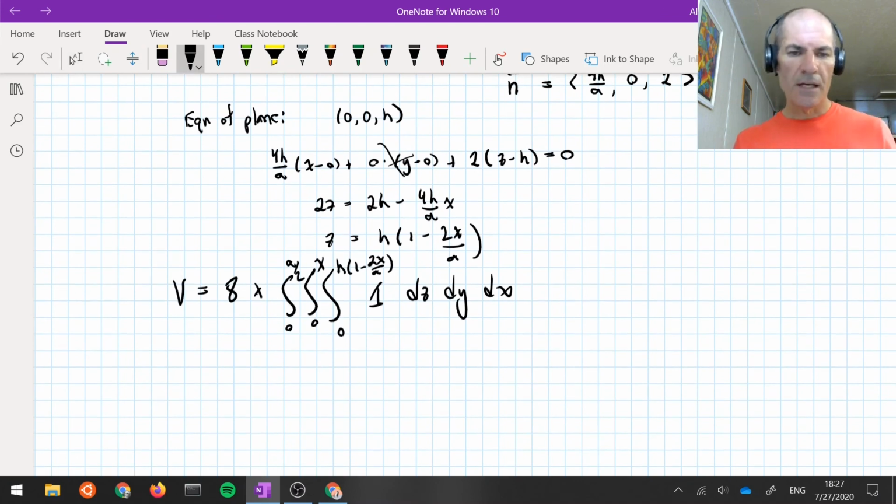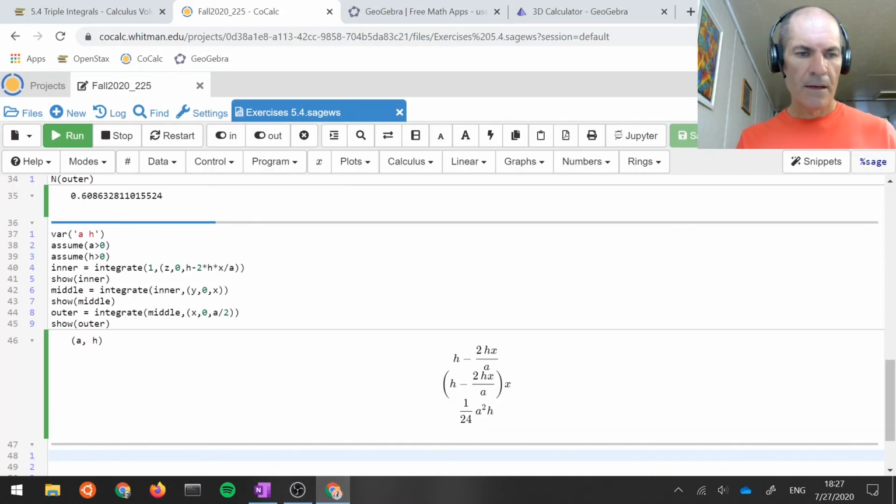If we go over to Sage, and I've already plugged this into Sage just to save time, we of course have to declare these new parameters a and h. I'm going to assume that they're both positive, which is a safe thing to do because a is a side length and h is a height. And, you know, it makes life easier for Sage. We integrate the inner, which is just 1, with these z limits. The middle, which is the inner with respect to y, going from 0 to x. And finally, the outer, which is the middle with respect to x, going from 0 to a over 2.